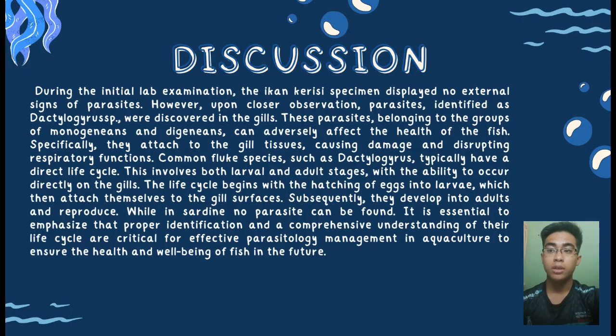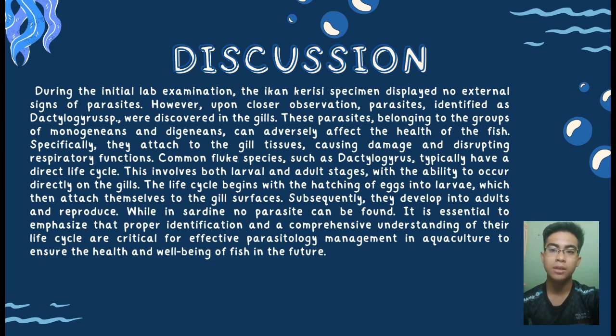When Lab 1 was conducted, the specimen of ikan kerisi did not show the presence of parasite on the outside of its body during the observation process, while inside its body there were parasites in the gill, which is Dactylogyrus sp, which can impact the fish health. They attach to the gill tissue, which causes damage and affects respiratory function.